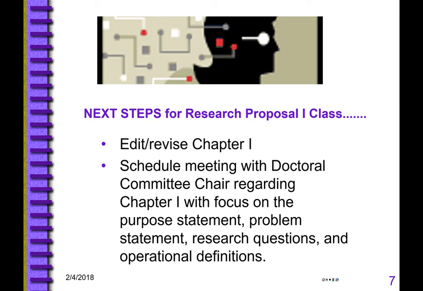Next steps for us will be to have you schedule a meeting with the faculty, and then following that with the doctoral committee chair on Chapter 1. So first of all, if you will schedule an appointment with the faculty person, myself, and then once we have had that discussion, then you can do some more revising and editing about the purpose statement, problem statement, research questions, and now including the operational definitions.